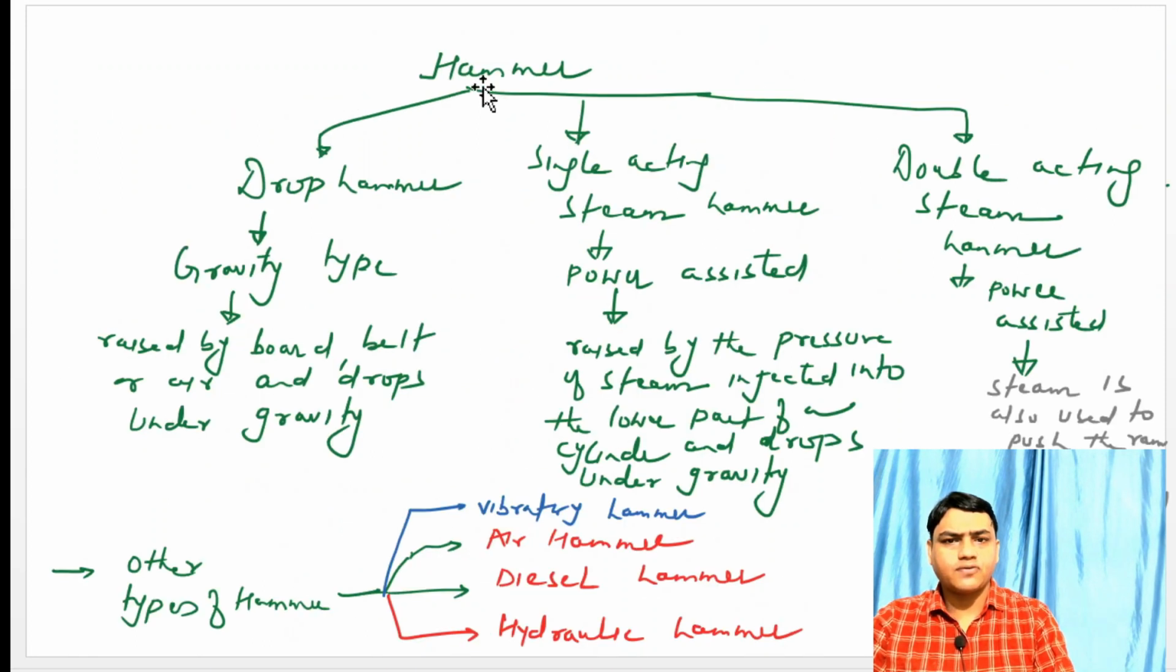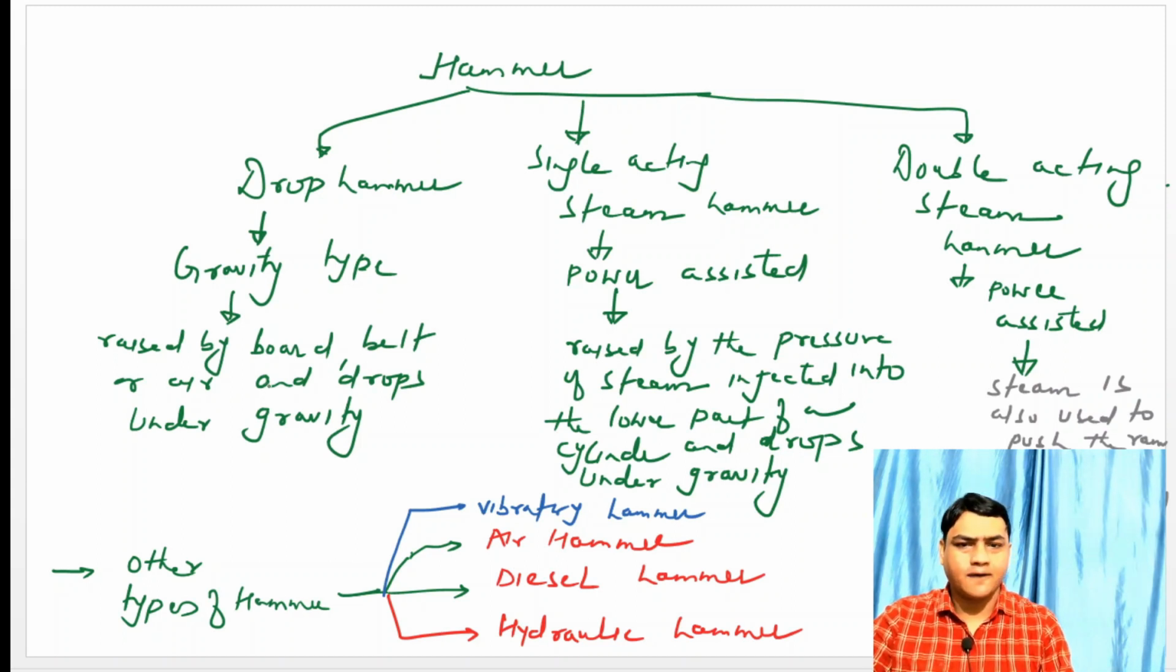So what are the different types of hammer used? There are various types of hammer, like drop hammer, single acting steam hammer, double acting steam hammer, vibratory hammer, air hammer, diesel hammer and hydraulic hammer. Drop hammer is one of the simplest and one of the oldest types of hammer, also called gravity type. It is raised by a board, belt or air and drops under gravity. Such a type of hammer is called a drop hammer.